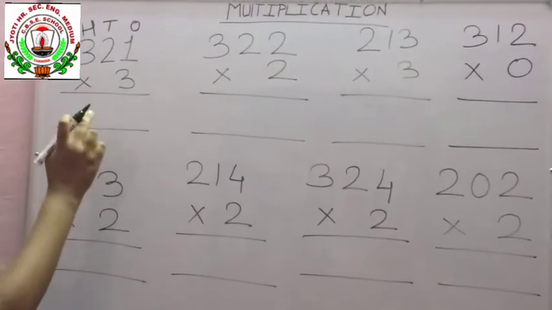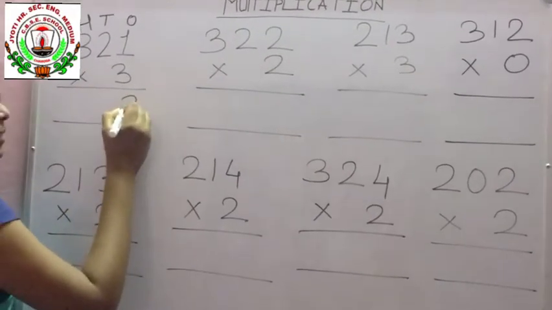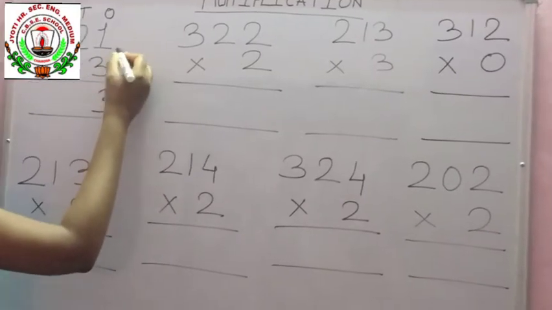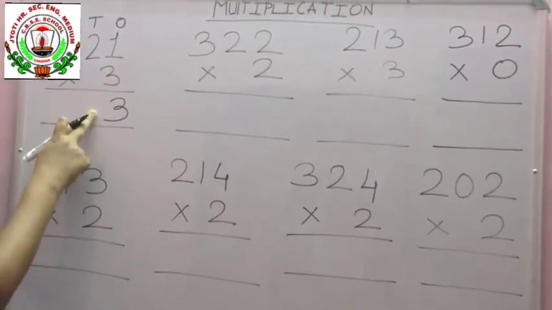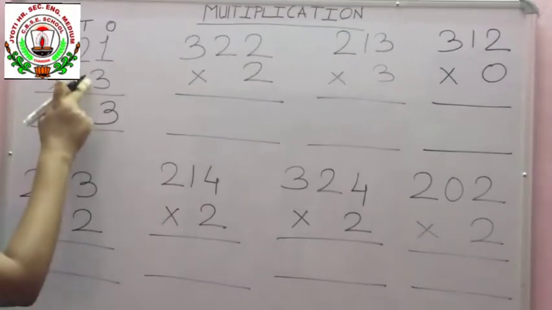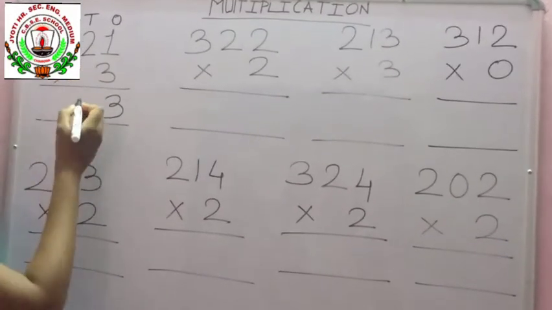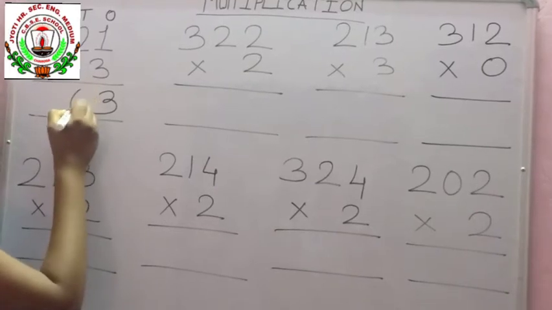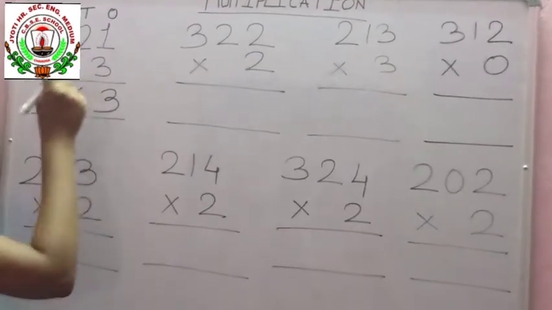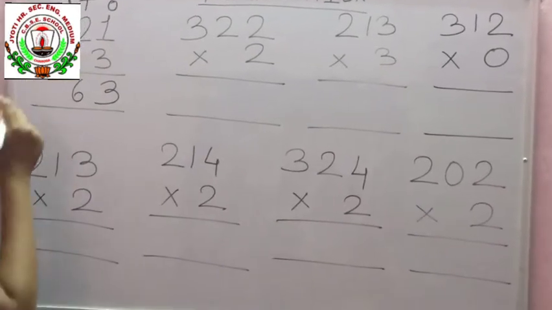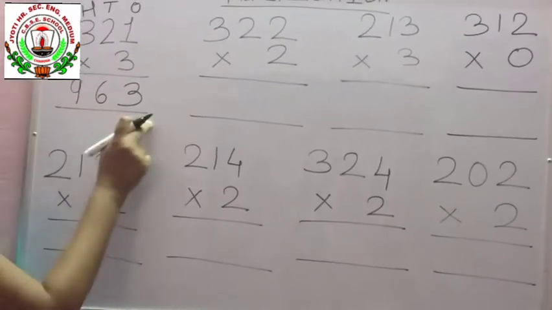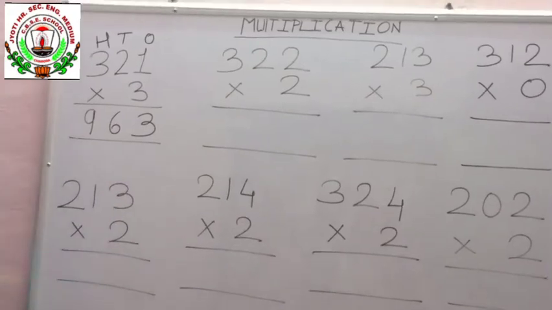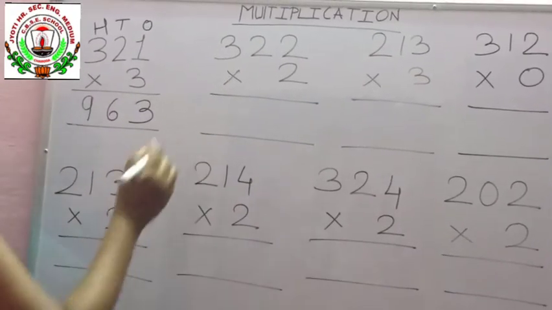3 ones are 3. If you multiply the ones digit, you get the answer in the ones place, and you have to write the answer in the ones place. 3 twos are 6, so you write the number in the tens place. 3 threes are 9, you write the number in the hundred place. Like this only you have to do the remaining ones. Okay, we move to the next question.